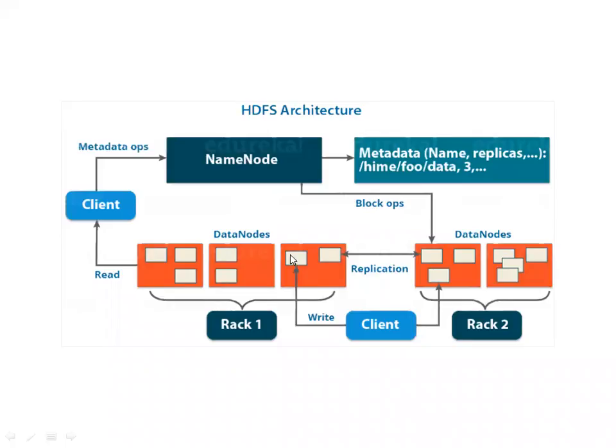This is one rack, and so many nodes are there. This is the second rack, and in this also so many slave nodes are there. Data nodes are called slave nodes, or also commodity servers. They are inexpensive servers. Here only your data is stored. In one rack you have so many data nodes, and in the second rack these are the data nodes.